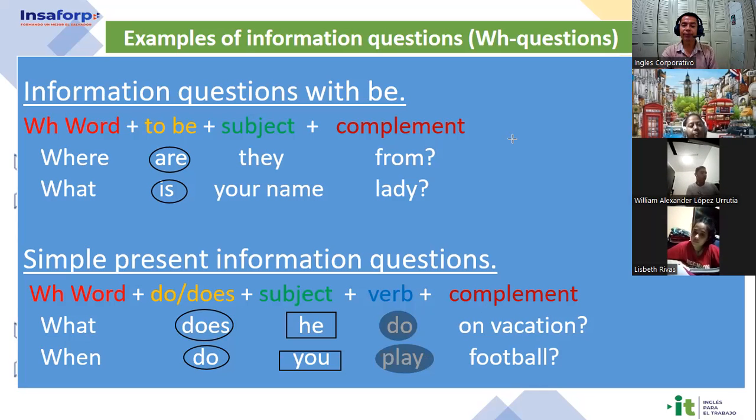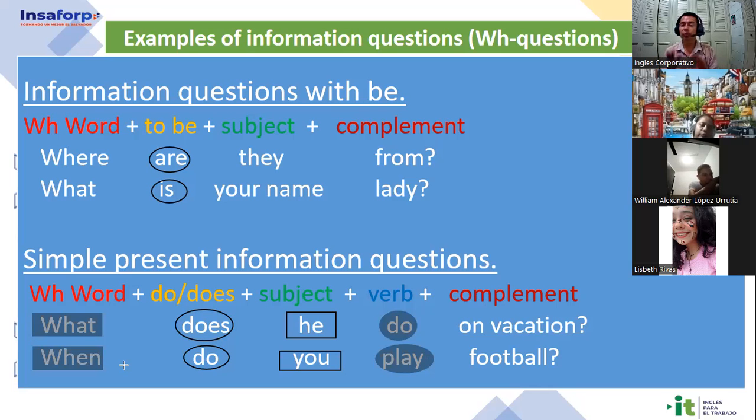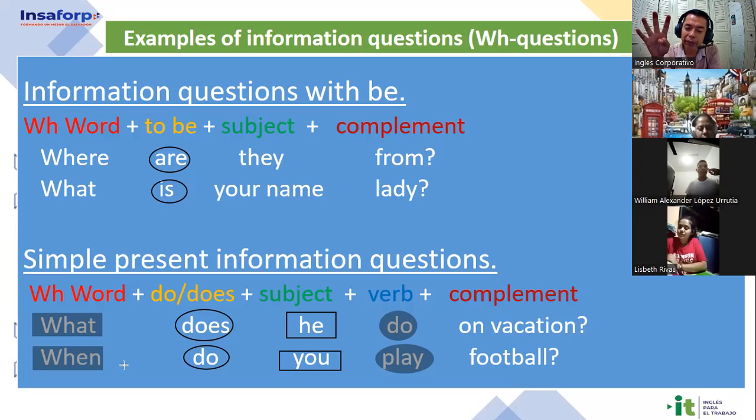And finally, look. We have the WH word, right? So, please, pay attention. Entonces, las preguntas de información en el presente simple las vamos a formar en cuatro elementos. Four parts, right? Pay attention. Number one, WH word. What, where, when, who, whom, whose, how, etc., etc. Auxiliary, do or does. Subject, he, she, you, they, Pedrito, María, Juan, Firulais, Fido, etc. And the verb, do, play, run, speak, sleep, go, etc., etc., right?